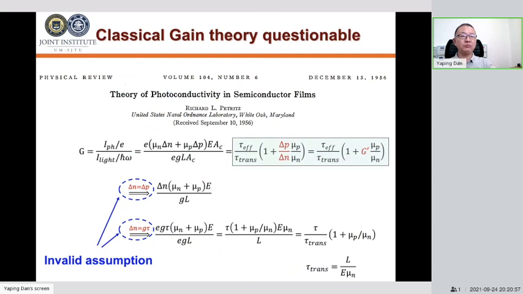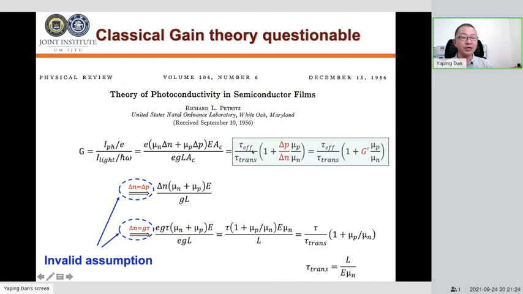So now coming back to the original classical theory derivation, since we cannot assume delta n equal to delta p, and we cannot assume delta n equal to g times tau, the only assumption we make over here is that delta n is not equal to delta p, so this is not cancelled. Okay, this is not cancelled.